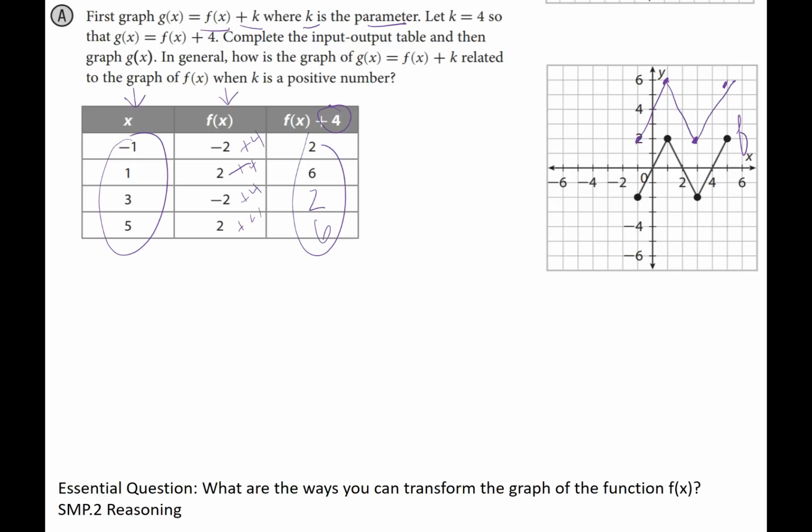Now let's go back and answer that question, okay? It asks, in general, how is the graph of g of x equals f of x plus k related to the graph of f when k is a positive number? Well, we did an example of a positive number, and you'll notice that it moved the graph, or slid the graph, or translated the graph is the best word. It translated it up.